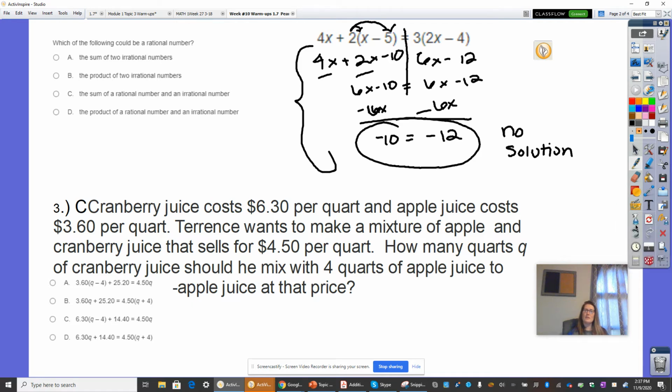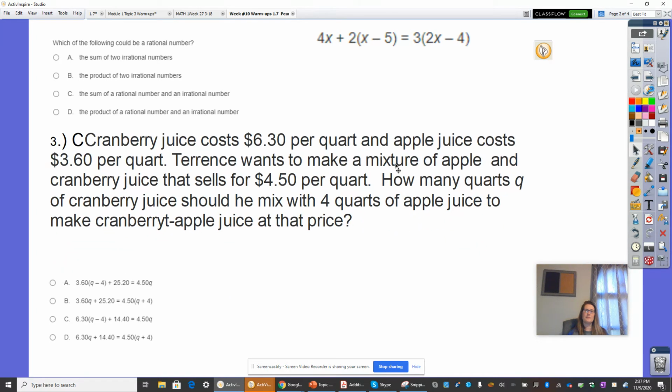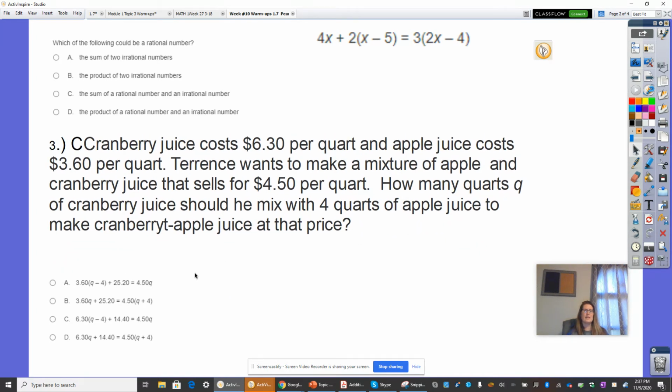All right, so question number 3. It says cranberry juice costs $6.30 per quart and apple juice costs $3.60 per quart. Think of Terrence as the owner of a shop, and he is selling it for that amount. But he wants to make a mixture of apple and cranberry juice that sells for $4.50 per quart. How many quarts of cranberry juice should he mix with 4 quarts of apple juice to make cranberry apple juice at this price?